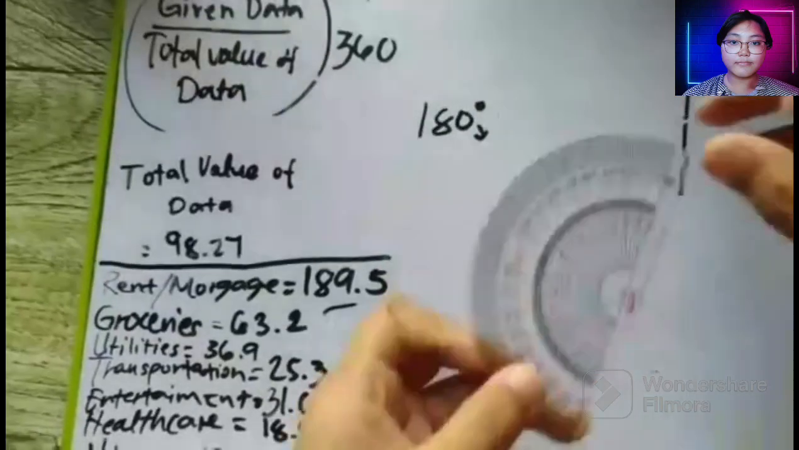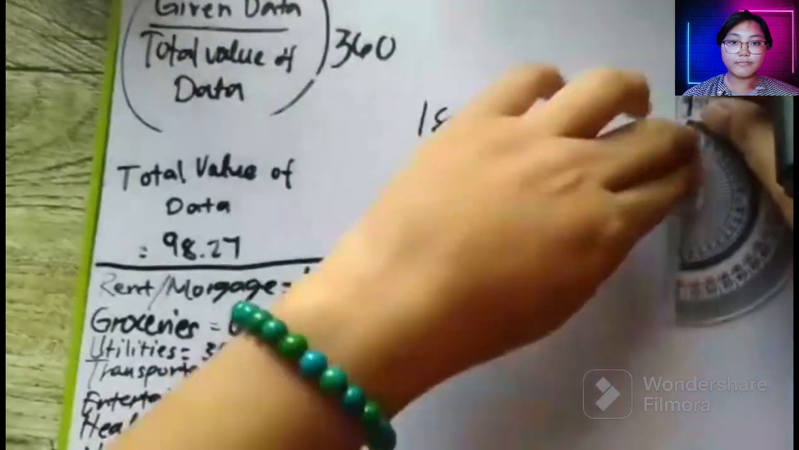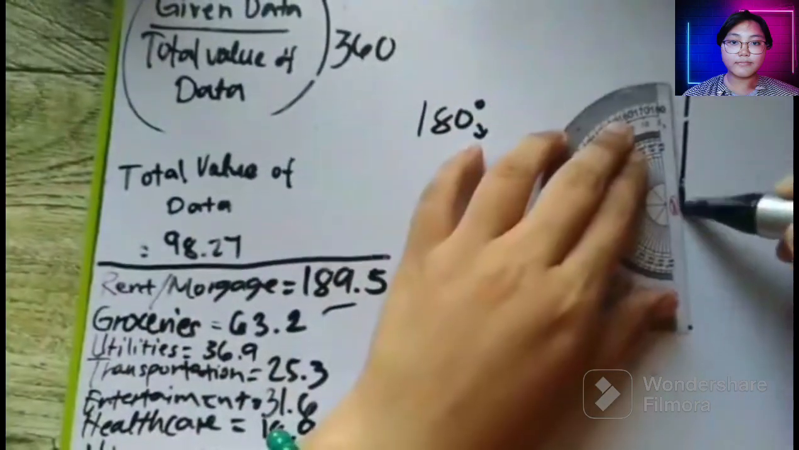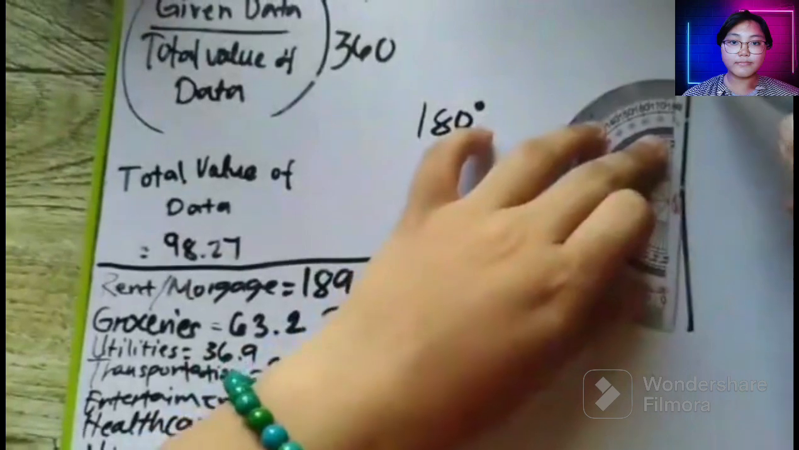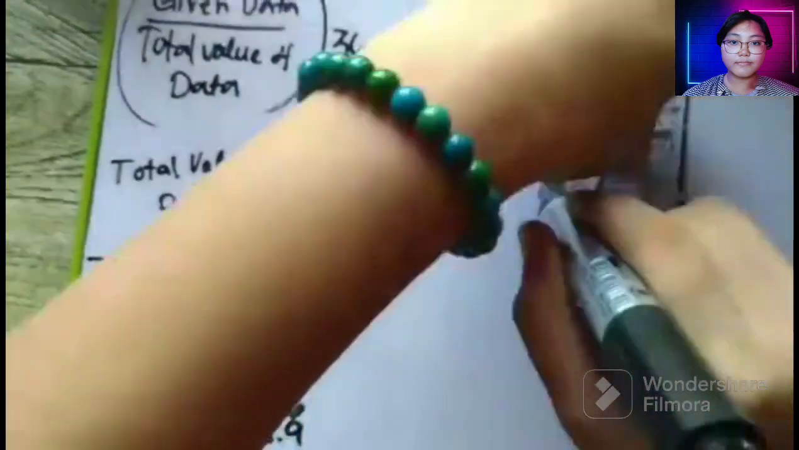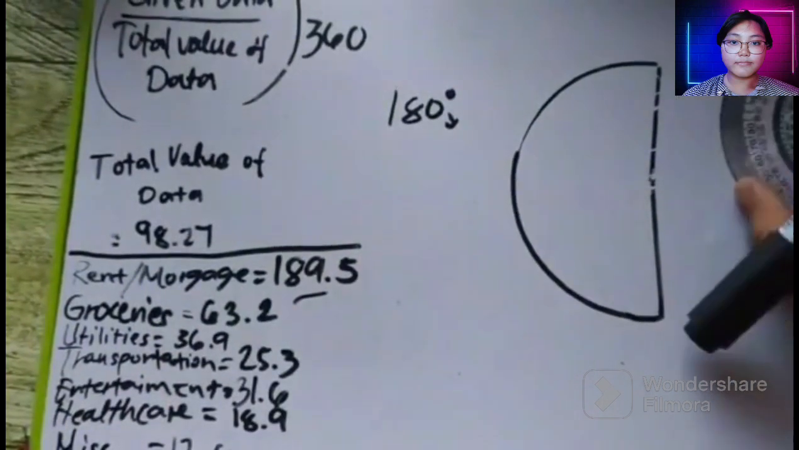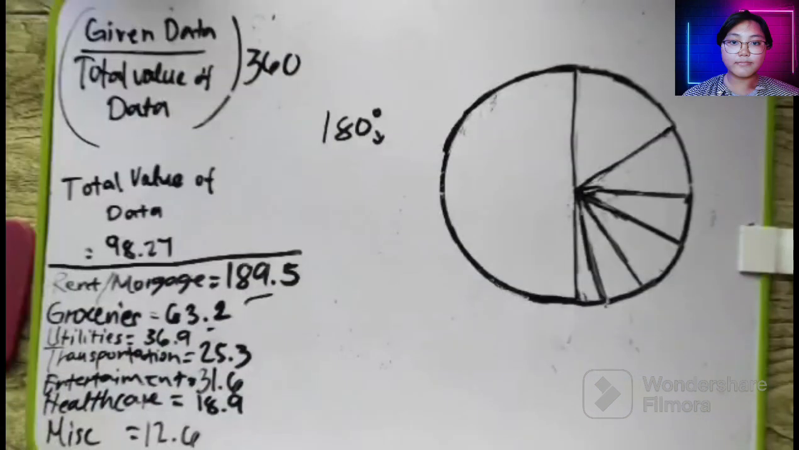We can simply subtract 180 degrees from the 189.5, which will give us 9.5. So now we can create a half circle and then add the 9.5 degrees to either side of the line. Now that we're done, we can apply this process to other expenses as well, which will give us this pie chart. After this, we will add colors, titles, and labels so that we can easily understand the data that is being presented in this graph.